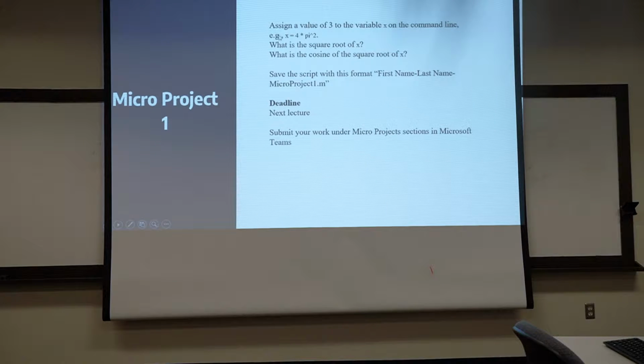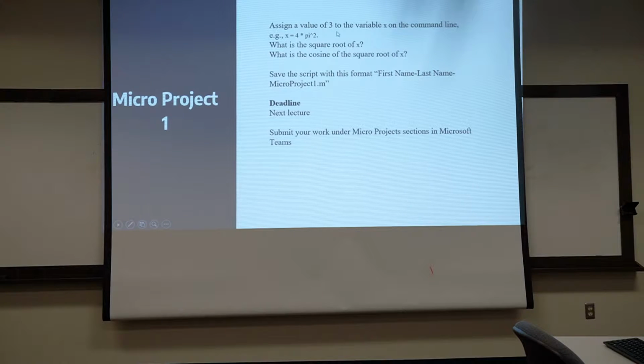So the assignment said, assign a value of 3 to the variable x on the command line. That e.g., by the way, it's okay if you don't know that, like in scientific writing, e.g. means for example. Don't ask me what it's abbreviated for. It just means, for example, x equal 4. Yeah, some of you guys got confused. My bad, I should have deleted it.